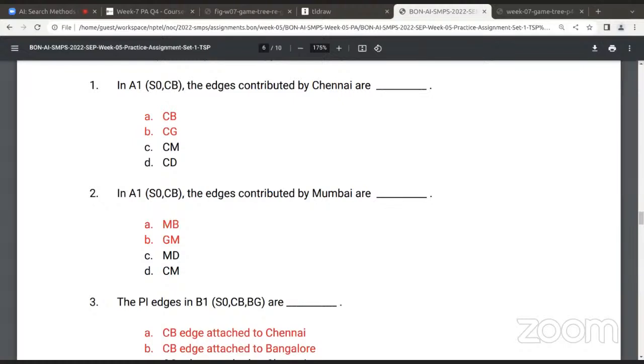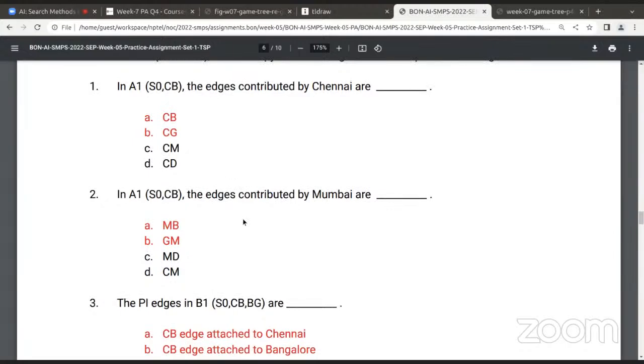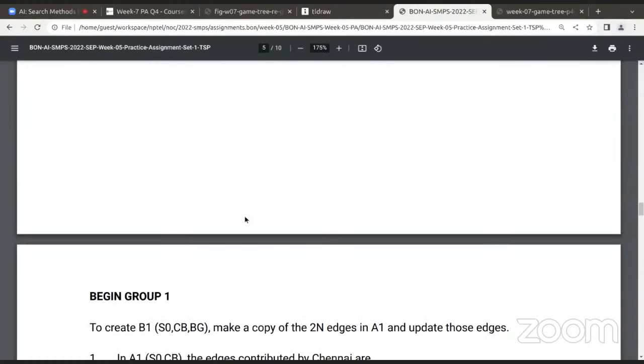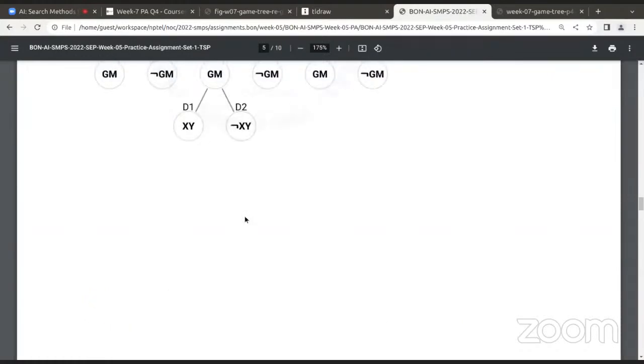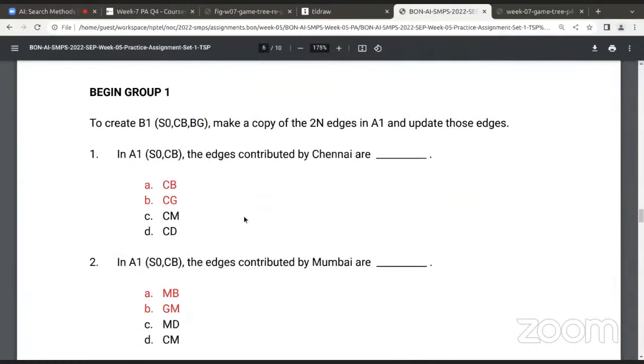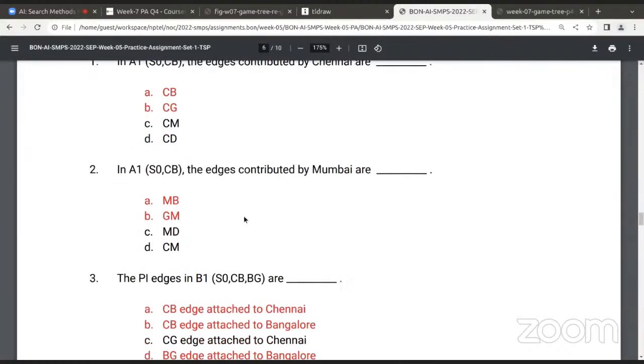Wait a minute. What am I doing here? Why is it wrong, or is it wrong? What is the cost of CB? CB cost is 360. Here only I got confused. I'm getting confused because the logical reasoning I'm applying is not working out here. So which means the answer must be wrong.